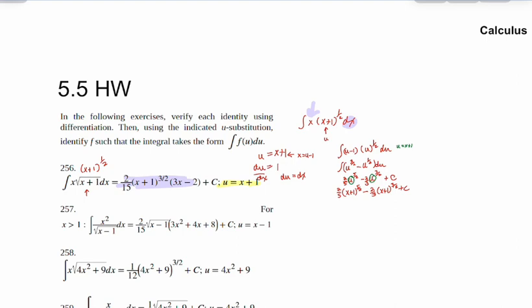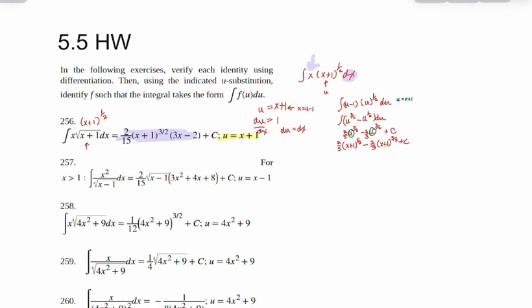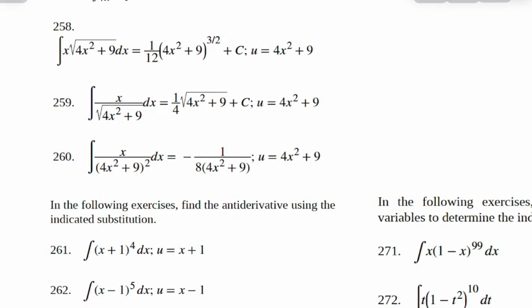Okay, now let's do 260. In 260, they have told us that the u was equal to 4x squared plus 9. So remember, you want to do the derivative of u in terms of x to see what's living in the problem. And this is 8x plus 0, which is just 8x.